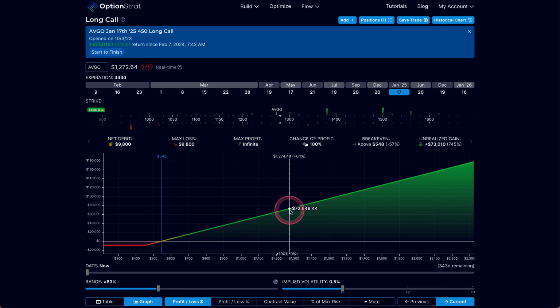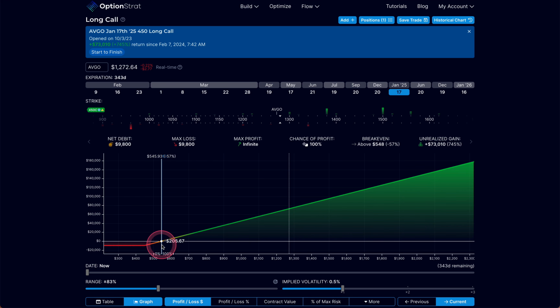As a result of that, theta decay ended up not really being a factor in this trade. I did have to get above my break-even point. So when I bought this, I bought the 450 call. I had to get above 548 before this was going to be above break-even. But now that this underlying is trading all the way up here at 1270, that's kind of a distant memory at this point and not really a factor.